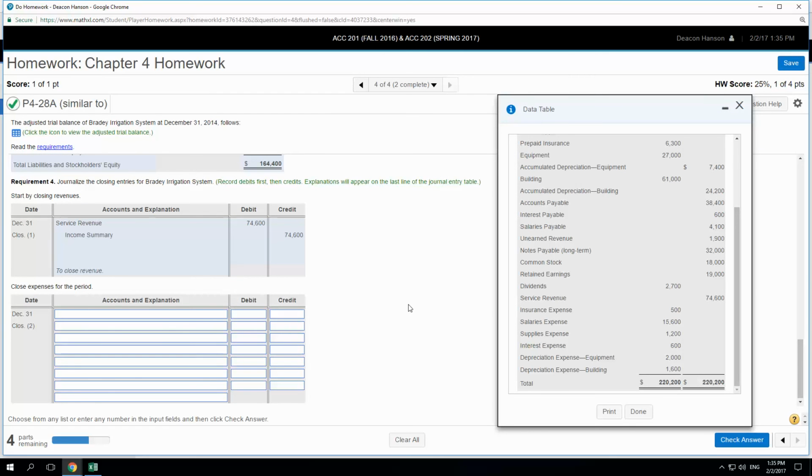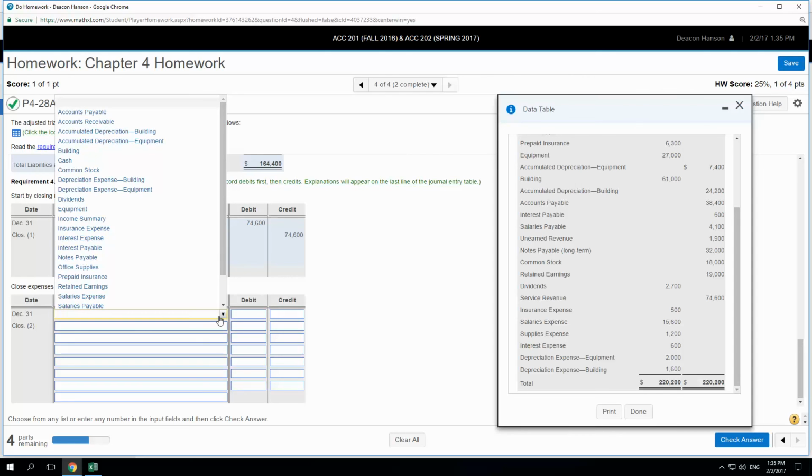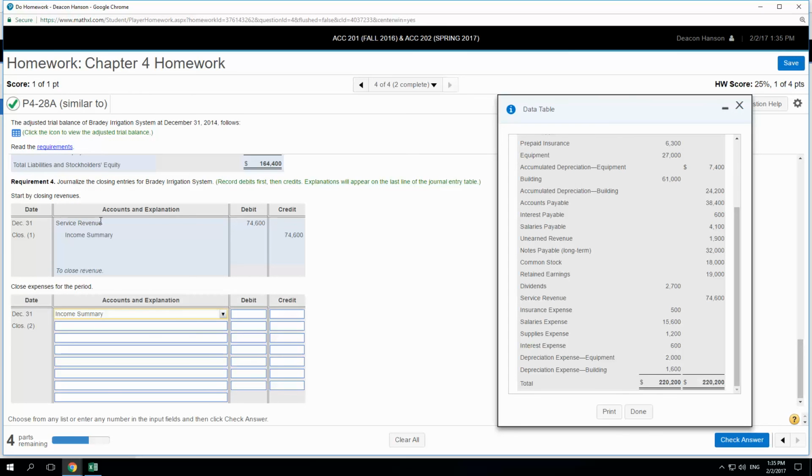Now it wants me to close expenses. So remember, expenses have debit balances. So I'm going to have to credit those expense accounts, and then I'm going to debit income summary. So I might as well put in my income summary account first, because that's going to be where the debit is. And then I just have to list all my expense accounts.